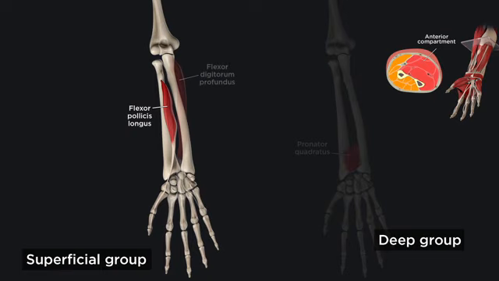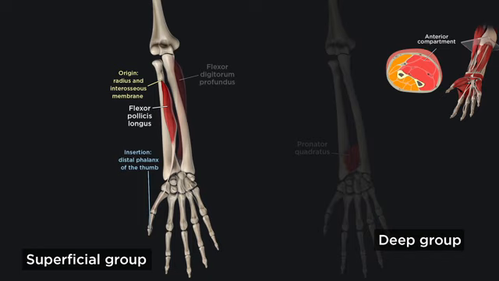The second muscle of the deep anterior forearm is the flexor pollicis longus. And given that pollex means thumb, this is a flexor of the thumb that originates on the radius and interosseous membrane and inserts on the distal phalanx of the thumb. The thumb only has 2 phalanges, not 3 as in the fingers.